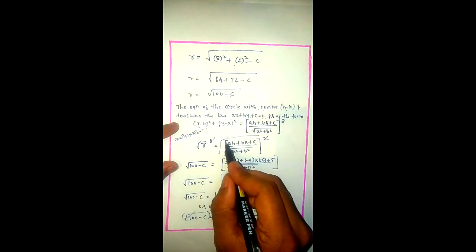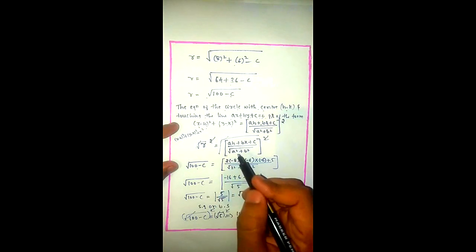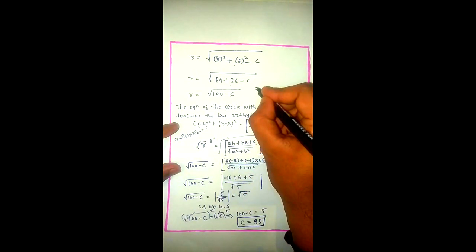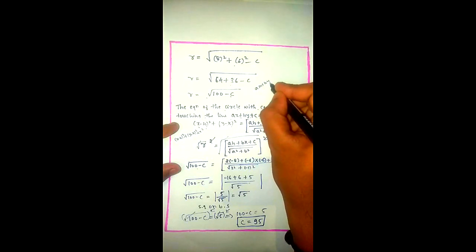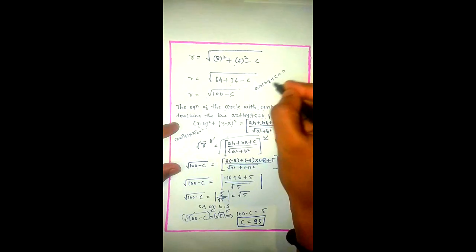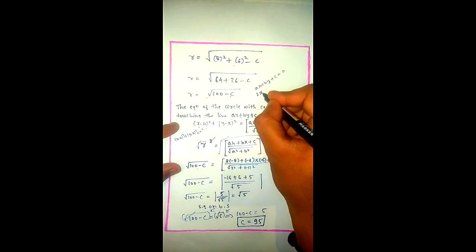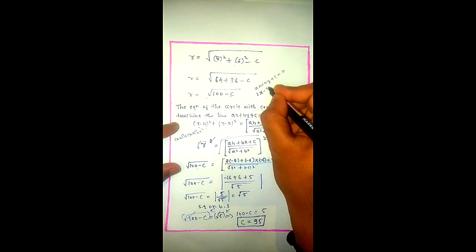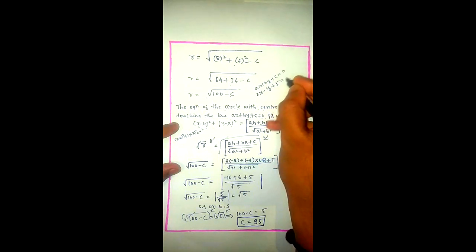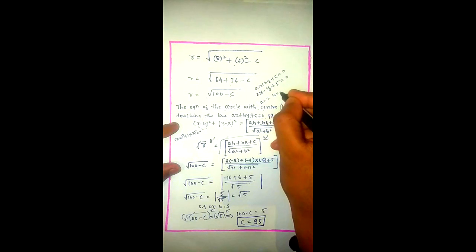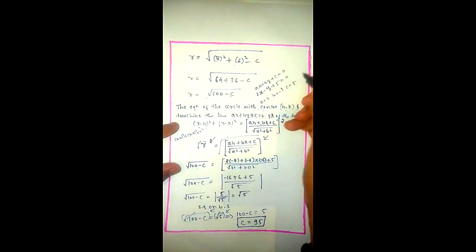So here square and square root cancel. We already found the equation: Ax plus By plus C is equal to 0. This is the equation of the line. We already found the equation of the tangent, so 2x minus y plus 5 is equal to 0. So here A is equal to 2, B is equal to minus 1, C is equal to 5.